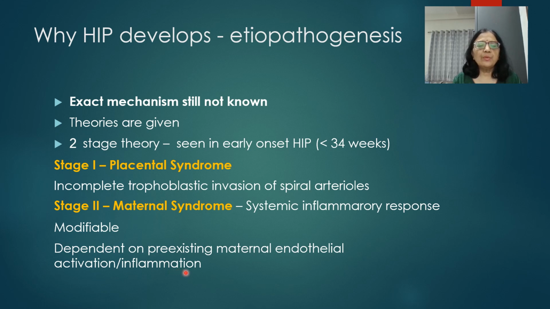In other words, some of the women will have a severe form of maternal syndrome, and some of them might have a non-severe form, and that is the reason we have two categories depending on severity of hypertension in pregnancy, severe and non-severe. The reason is mainly the difference in the maternal response to placental syndrome, depending on how much pre-existing maternal vascular damage is present.